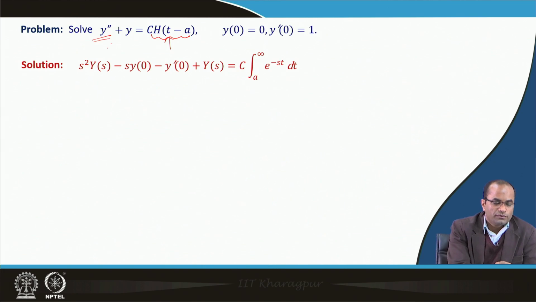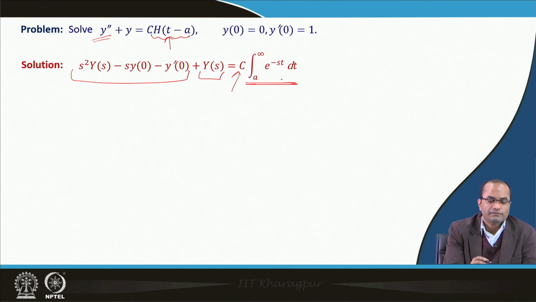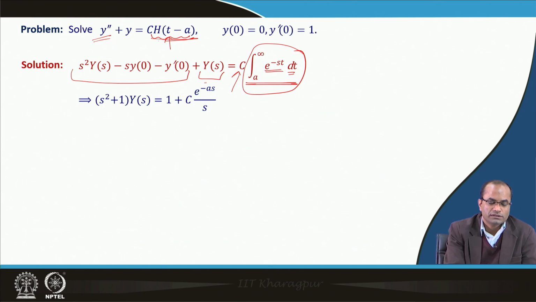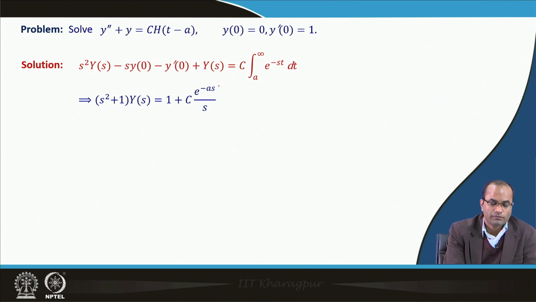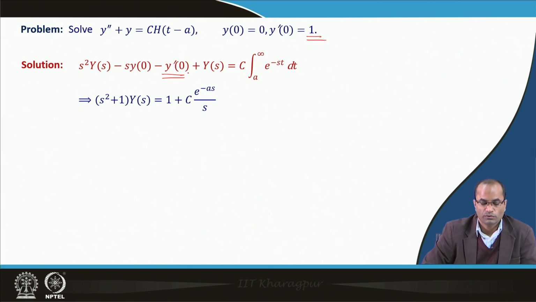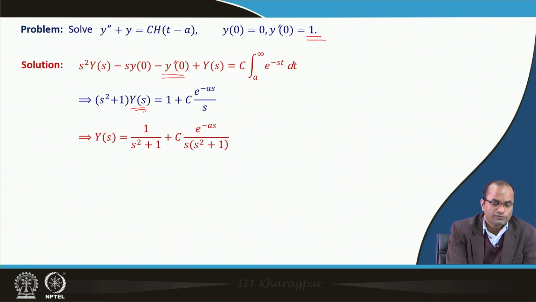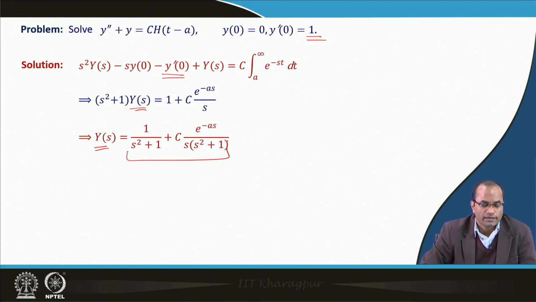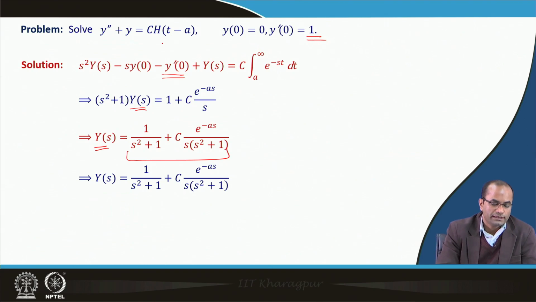So, taking the Laplace transform, we use this derivative theorem here, and then we have Y(s), and on the right hand side we have c, and then the Laplace transform of the Heaviside function h(t minus a), which is given here. We can just integrate from a to infinity the function 1 times e power minus st dt, which is just e power minus as over s. So, here we have (s square plus 1) Y is equal to 1 plus c e power minus as over s, and we have used this initial condition y prime(0) as 1. So, simplifying this for Y(s), we have these expressions now for Y(s), including the c there.